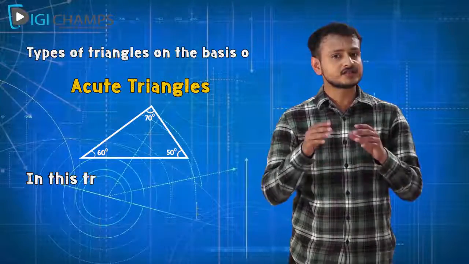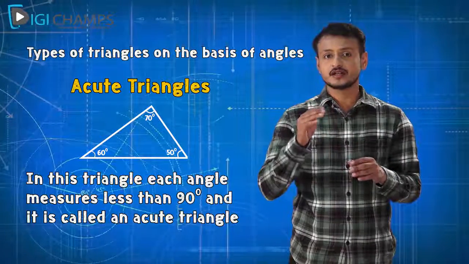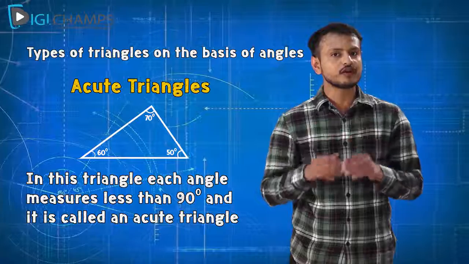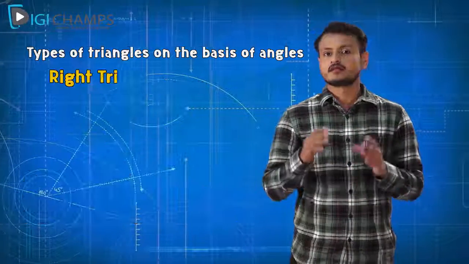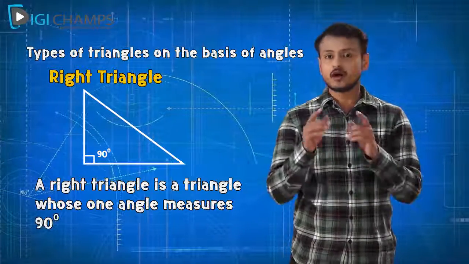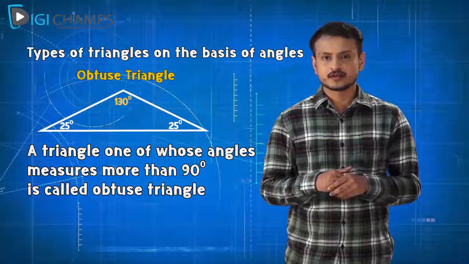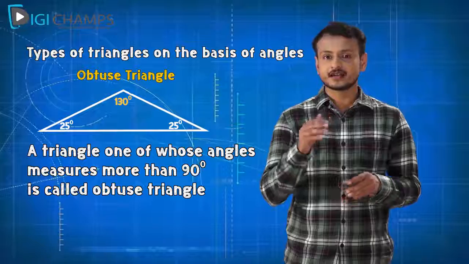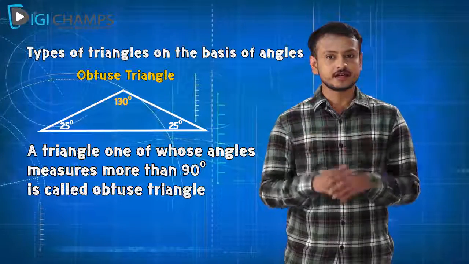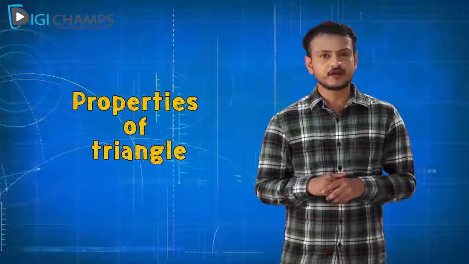Acute triangle, in this triangle, each angle measures less than 90 degrees and therefore it is called as acute triangle. Right triangle is a triangle whose one angle measures 90 degrees. And then there is obtuse triangle, a triangle one of whose angles measures more than 90 degrees is called obtuse triangle. Now you should know the properties of triangle.